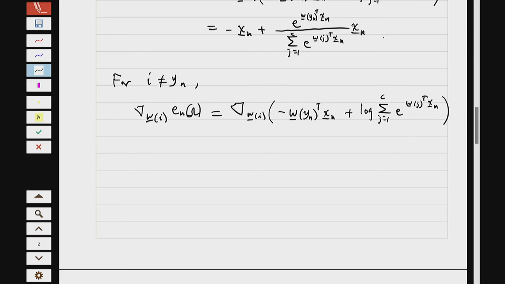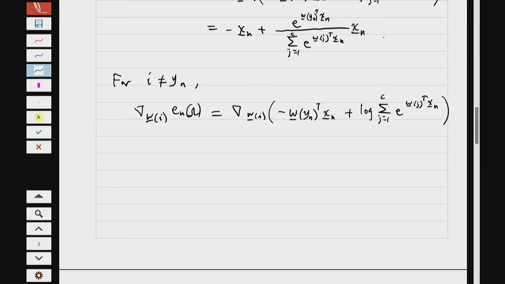We are not looking for the probability of it not being equal to yn. We're just saying that we know what yn is for this data point, and we have to take the derivative for all possible i's. So there are all these different cases that we have to worry about. That's all. So depending on what i is, if i is not equal to yn, then the derivative becomes this form.